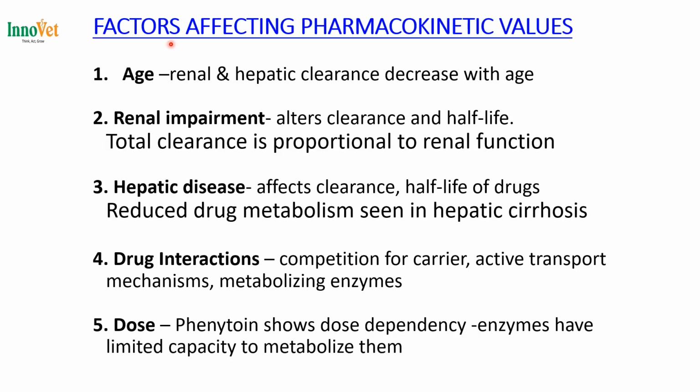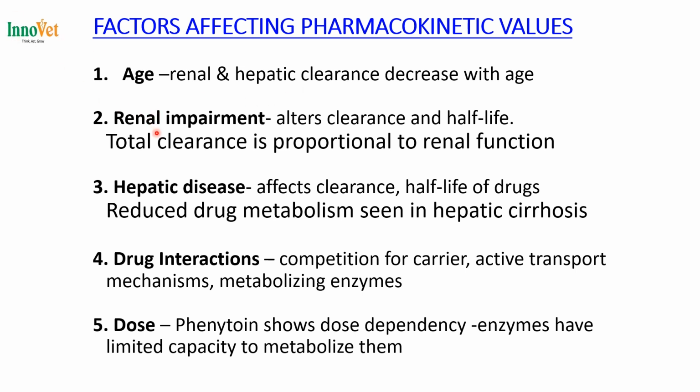Let's proceed with the factors that affect the pharmacokinetic values. The first one is age. The renal and hepatic clearance decreases with age. This is due to the deterioration of the renal function and the liver function, which cannot effectively excrete or clear the plasma of the drug.